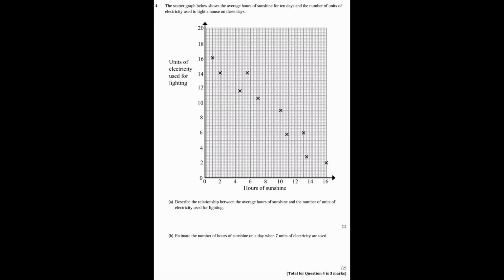Right, so we have a scatter graph here. It shows the average hours of sunshine for 10 days. So that's our x-axis. And the number of units of electricity used to light a house, and that's our y-axis. Describe the relationship between the average hours of sunshine and the number of units of electricity used for lighting. So here, relationship, it's only one mark, so this is negative correlation.